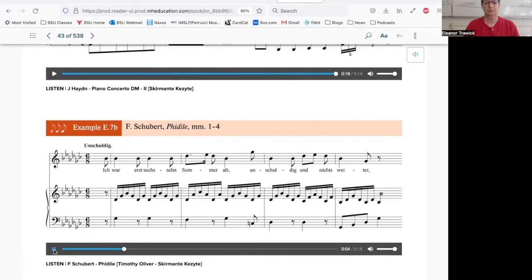Ich war der 16 Sommer alt und schon dich und nicht weiter.